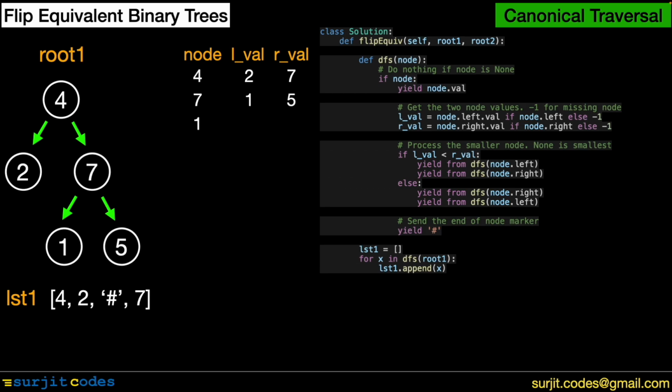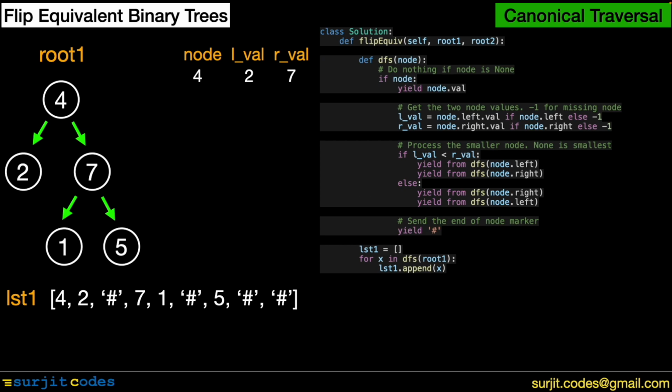In the first statement, we yield 1 to X and append it to the list. Both the children of 1 are None, which yield nothing. In the last statement of 1, we yield hash to X, which is appended to the list, and this call of DFS ends. The next child of 7 is 5. Processing of 5 yields 5 and hash to X. DFS of 7 now yields hash, which we also append to the list, and this call of DFS also ends.